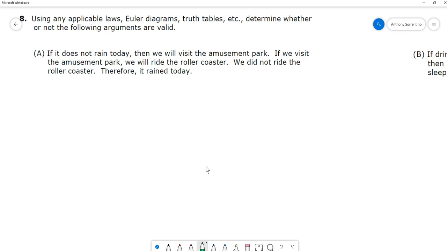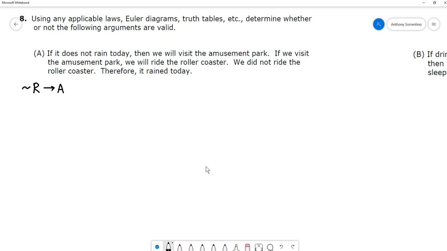The first thing I have to do is translate what's going on in these statements. So I like to make a symbolic logic statement and then use a truth table to figure out what's going on with that. So, if it does not rain today, then we will visit the amusement park. I try to make sure I use symbols that are very similar. So I'm going to let R represent raining today, and basically we're saying it's not raining today. If that happens, then we'll go to the amusement park, which I'll let be symbolized by A. So the first sentence is translated into this.